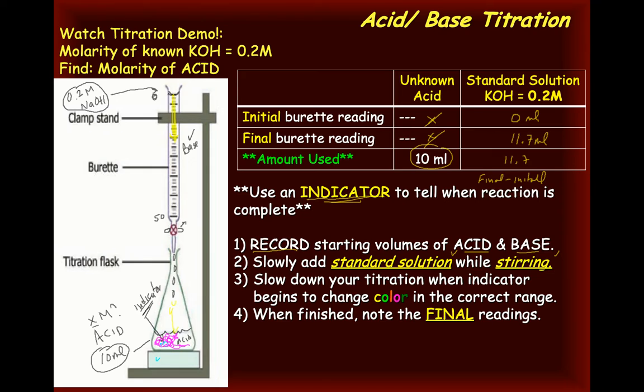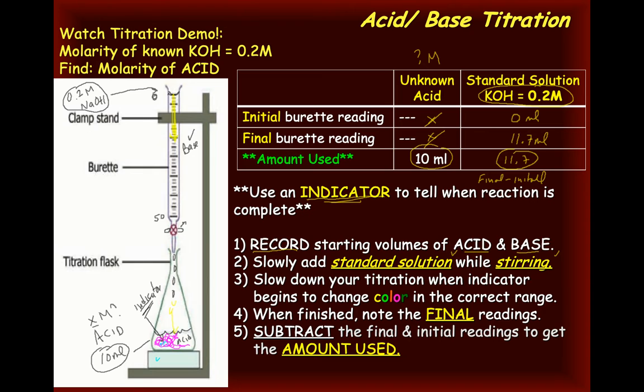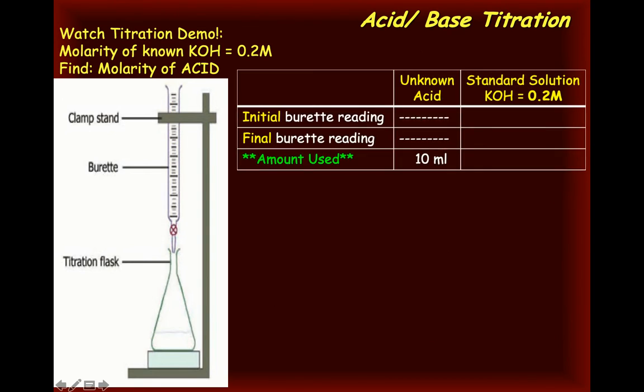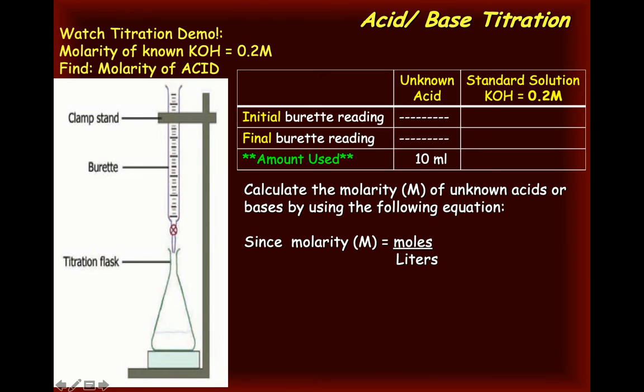I have what I need. I have my volume of base that has canceled out or neutralized the amount of acid that I have. I also have the molarity of my base. So I can find the molarity of acid by doing something really simple. I can find my amount used, which I just did. I subtracted the final and initial readings. And now what I can do, and again, this was my 11.7.